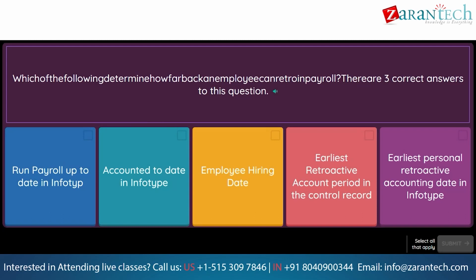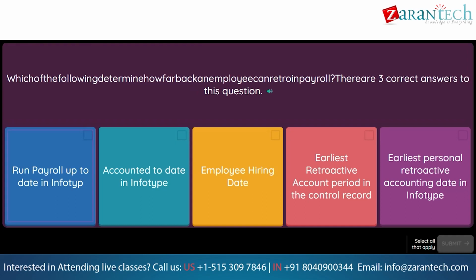Question: which of the following determine how far back an employee can return on payroll? There are 3 correct answers to this question. Option 1, run payroll up to date in InfoType. Option 2, accounted to date in InfoType. Option 3, employee hiring date. Option 4, earliest retroactive accounting period in the control record. Option 5, earliest personal retroactive accounting date in InfoType.